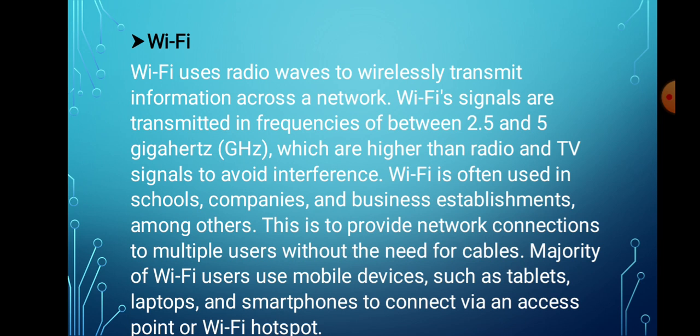Wi-Fi uses radio waves to wirelessly transmit information across a network. Wi-Fi signals are transmitted in frequencies of between 2.4 and 5 gigahertz, GHz, which are higher than radio and TV signals to avoid interference. Wi-Fi is often used in schools, companies, and business establishments, among others. This is to provide network connection to multiple computers without the need for cables. The majority of Wi-Fi users use mobile devices such as tablets, laptops, and smartphones to connect via an access point or Wi-Fi hotspot.